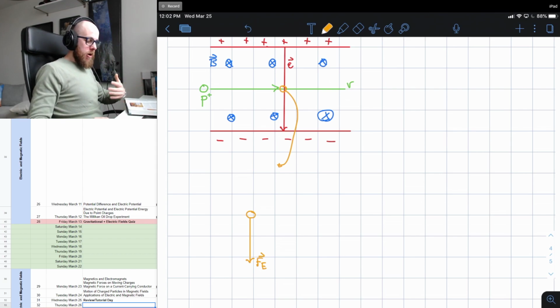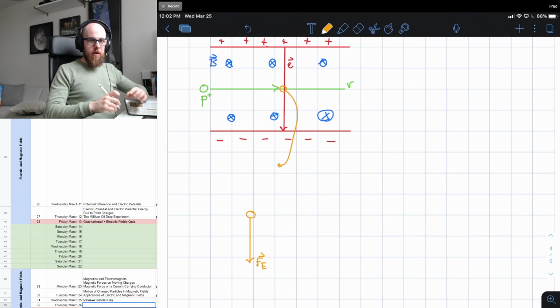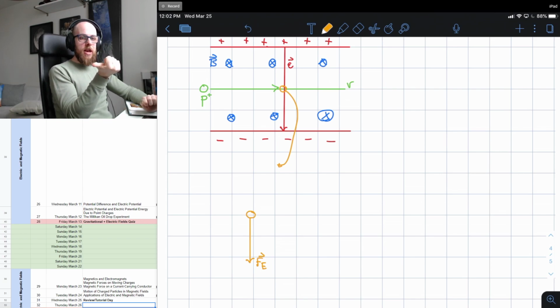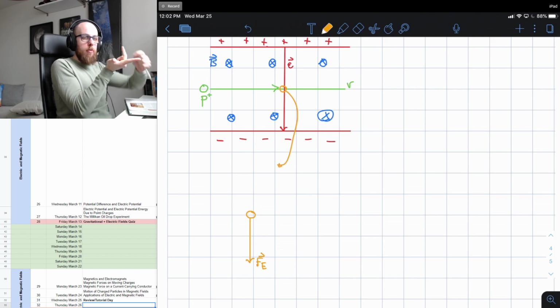Now, it will also experience another force due to the magnetic field. To figure out what force it'll feel due to the magnetic field, we have to use the right-hand rule. In this case, the velocity is to the right, so our thumb points to the right. Our magnetic field points into the page, so our pointer finger is into the page, which means that the force exerted on the particle is upward.